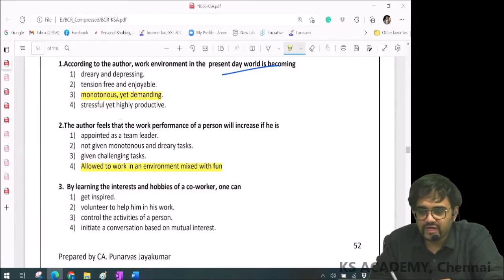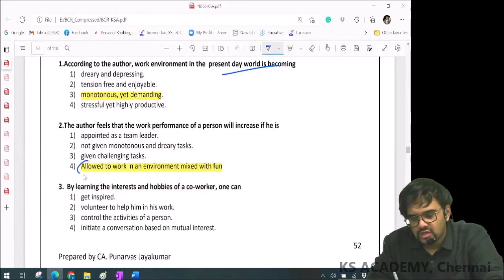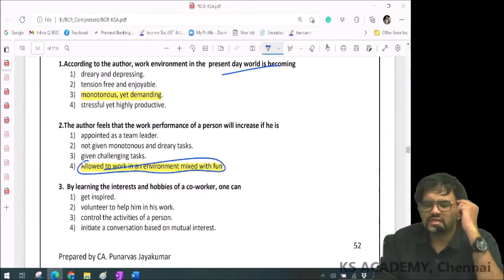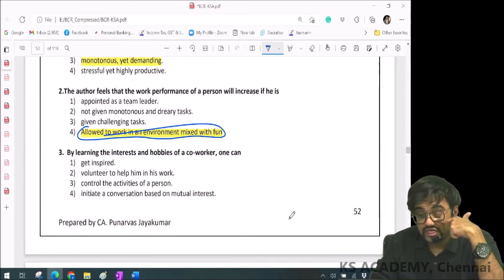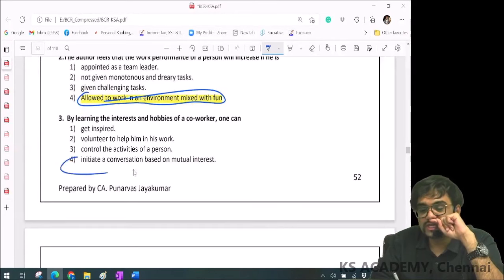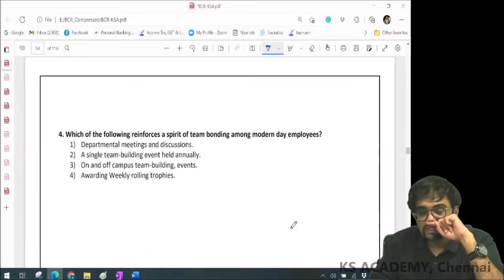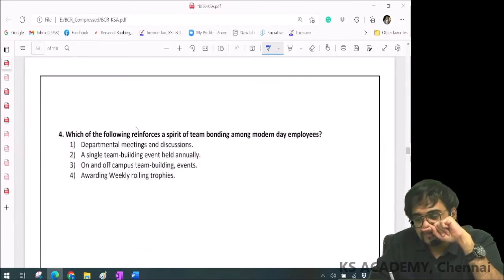It will become fun if what? You are allowed to work in an environment mixed with fun. By learning the interests and hobbies of a co-worker, one can what? Yes, initiate a conversation based on mutual interest. Ask him what he likes, what that person likes, and then go on. Which of the following reinforces a spirit of team bonding?